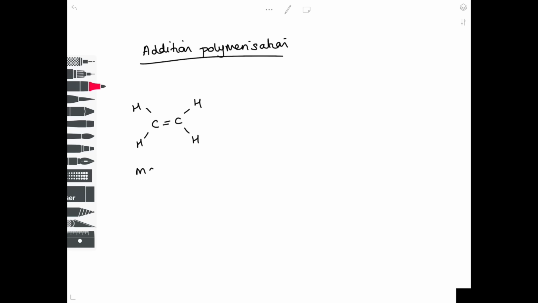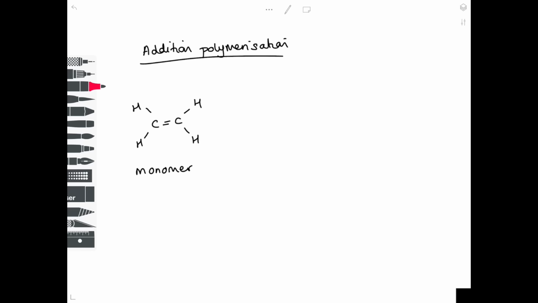Now we're going to look at addition polymerization. And they could ask you to show this as an equation. So I'm going to show you what's going to happen. We are taking a monomer, such as ethene. Got to make sure I pronounce that properly, ethene. This is your monomer, which means it is a small subunit.